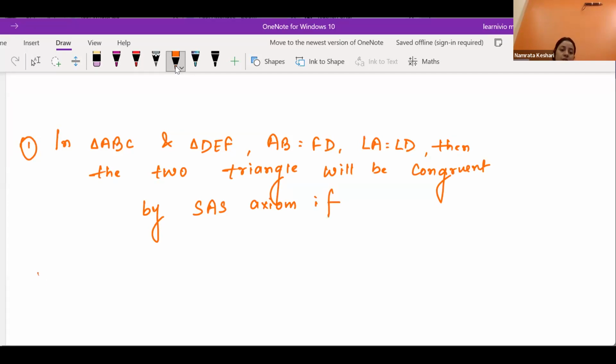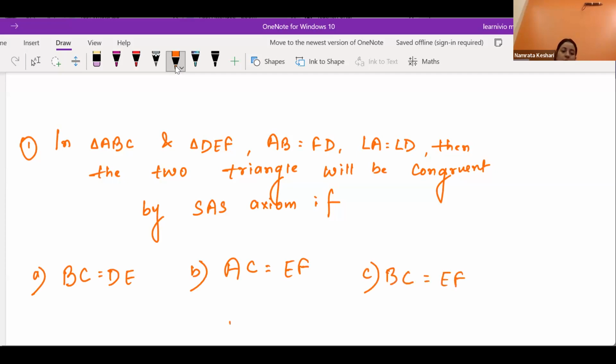Option A: BC is equal to DE. Option B: AC is equal to EF. Option C: BC is equal to EF. Option D: AC is equal to DE.